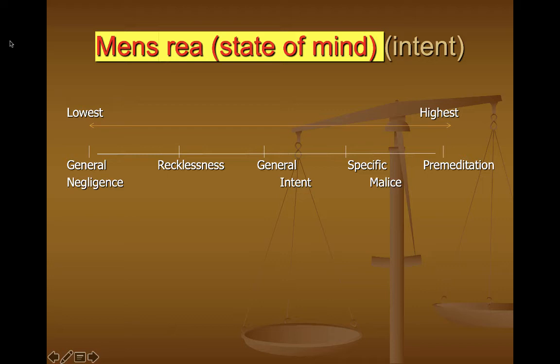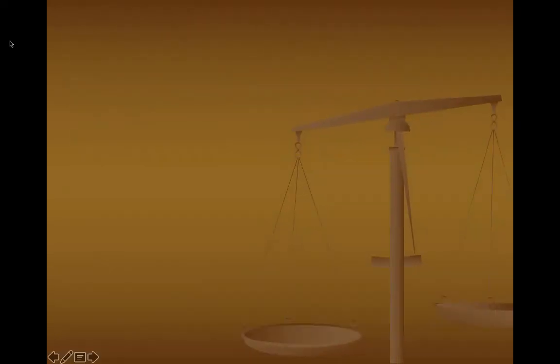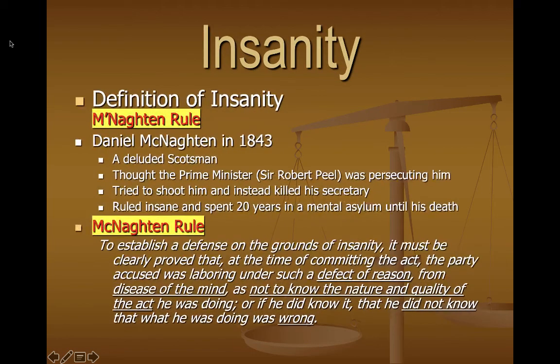And this is kind of our line test where you have lowest to highest of general negligence, then we go to recklessness, general intent, specific malice, and then premeditation. All right, mens rea, state of mind, we have insanity, which means lacks the capacity to appreciate the wrongfulness of their conduct, and under the influence of alcohol. Voluntariness is the key.